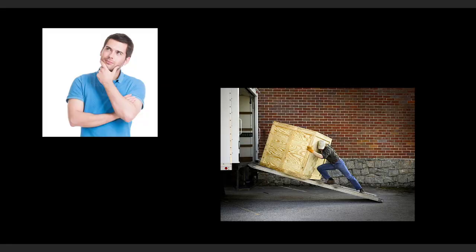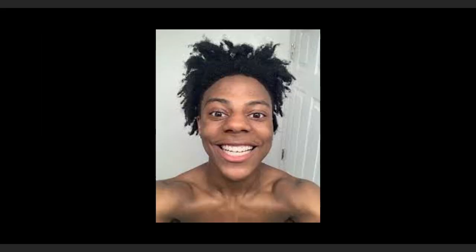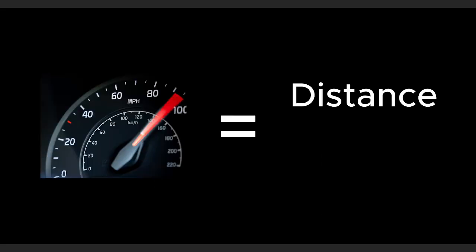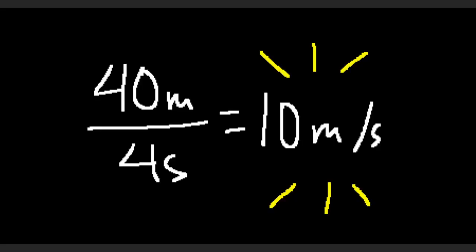We'll start with the basics. Kinematics. Kinematics is the physics of motion. It describes how objects move without worrying about the forces that make them move. First, let's look at speed. Speed is simply the distance an object travels divided by the time it takes. For example, if a golf ball travels 40 meters in 4 seconds, its speed is 10 meters per second.